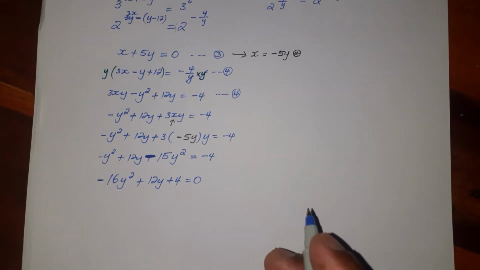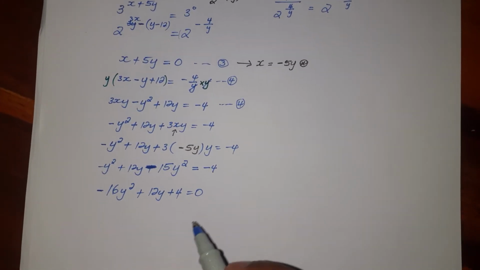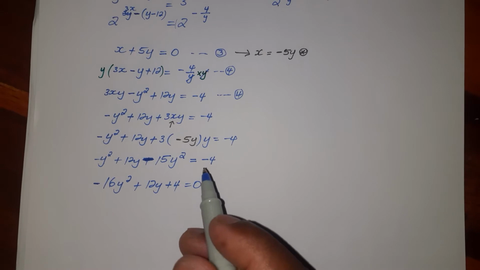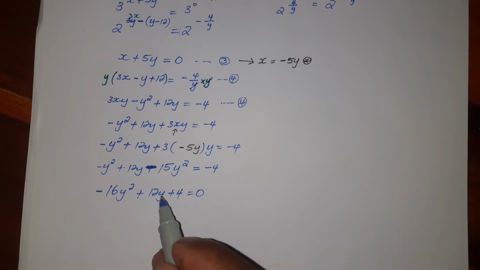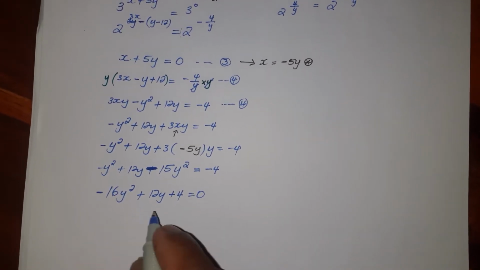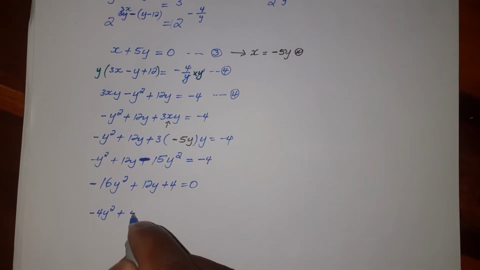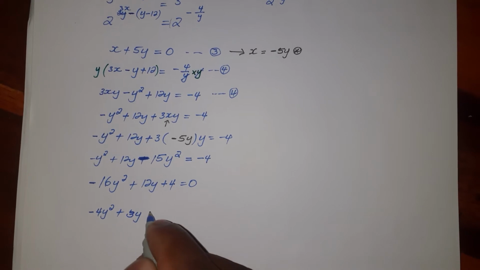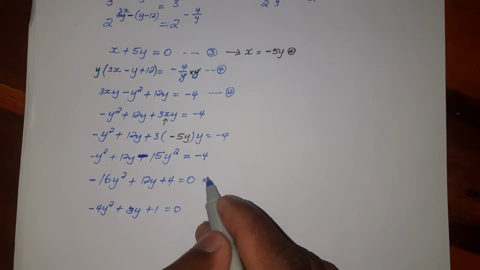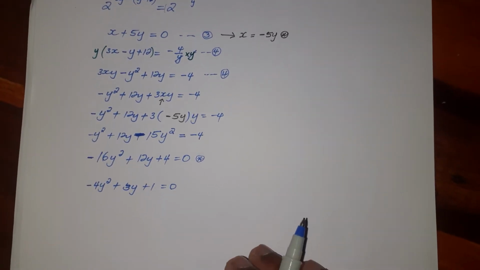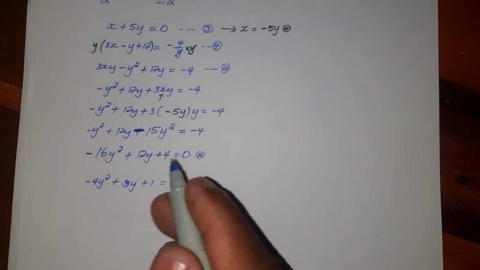Now here, it's easy if we can use the quadratic formula. But before I use the quadratic formula, let me try to simplify it by dividing throughout by 4. Then I have negative 4y squared plus 3y plus 1 equals to 0. If you want, you can stop here and then use the quadratic formula to solve for y. Let me now use this.